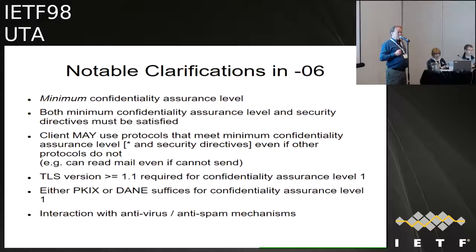TLS version 1.1 or greater is required to meet the minimum confidentiality assurance level of 1. And either PKIX or DANE suffices to meet that confidentiality assurance level. The previous draft was kind of ambiguous about that. And then there are also some clarifications about interaction with antivirus and anti-spam mechanisms. Most of these I think are minor, but I'm trying to be complete. Next slide.